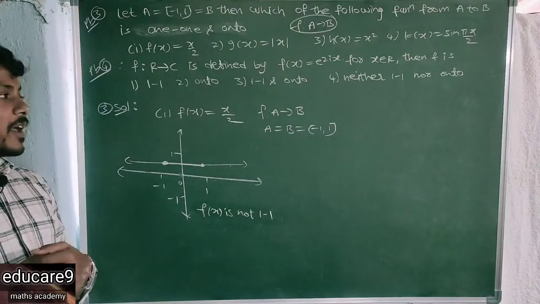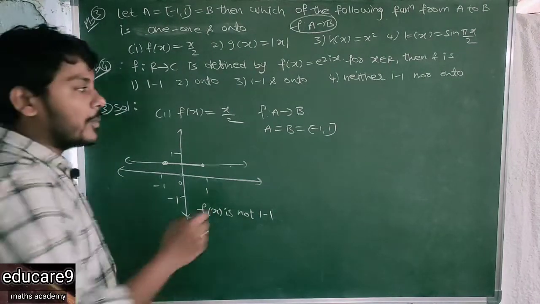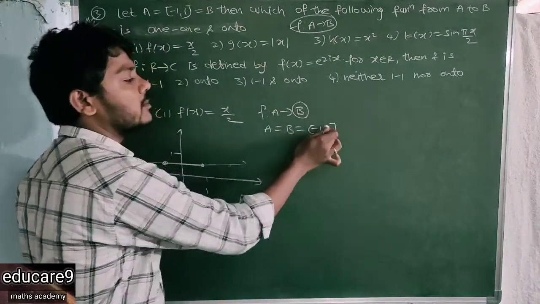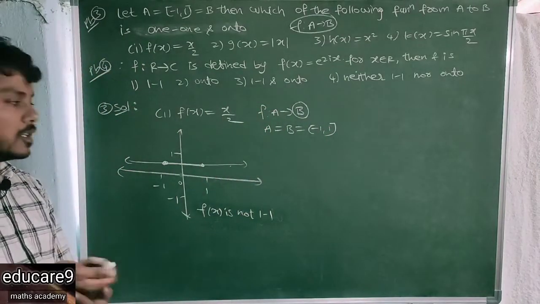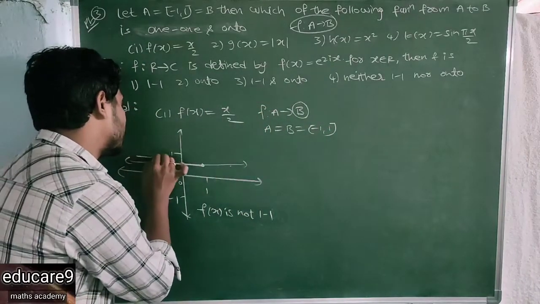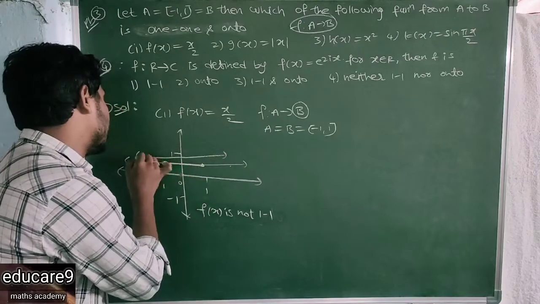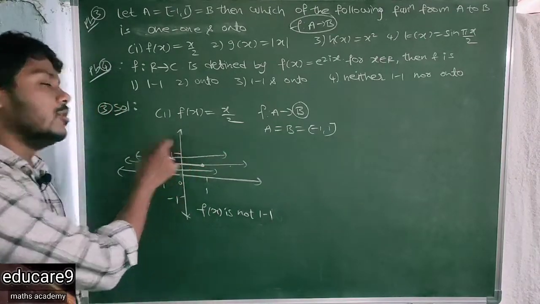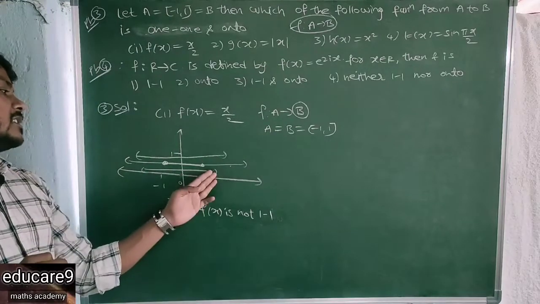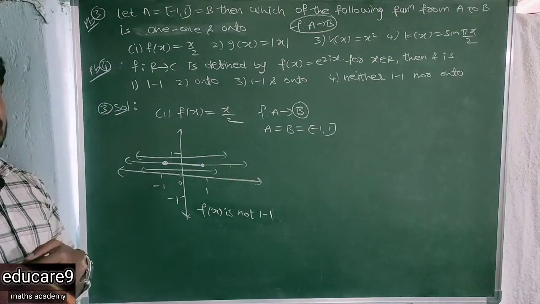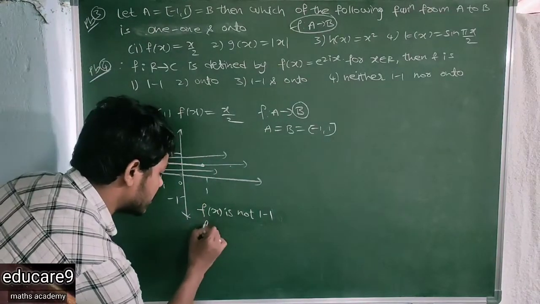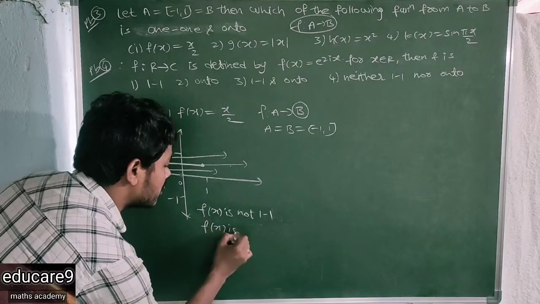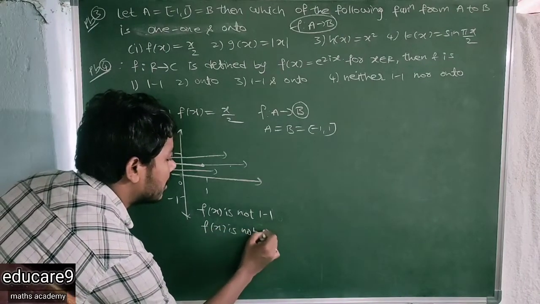Now for onto, you have to observe the codomain. So here, what are the codomain elements? Minus 1 to 1. So you have to draw the horizontal lines below this and above this. But these lines do not touch the given graph. Therefore, in this case, f of x is not onto also.